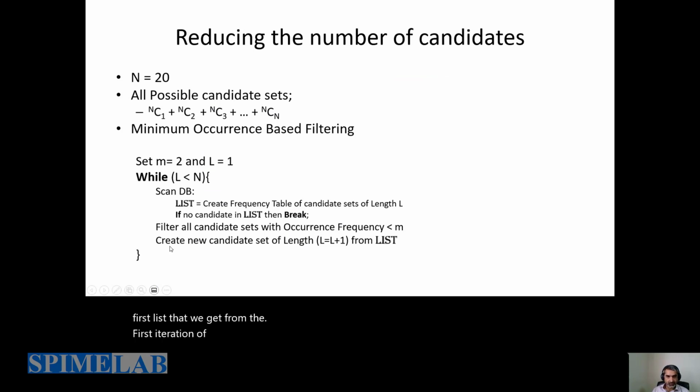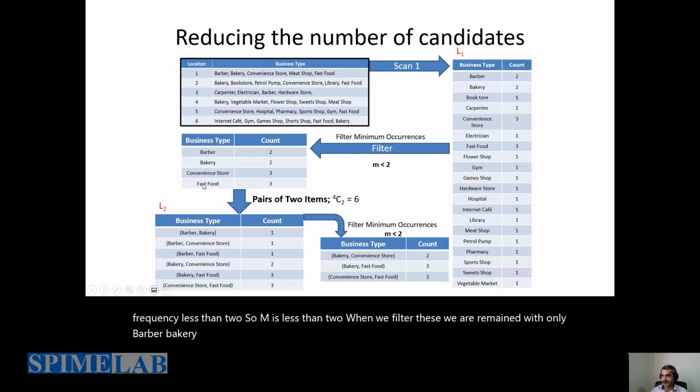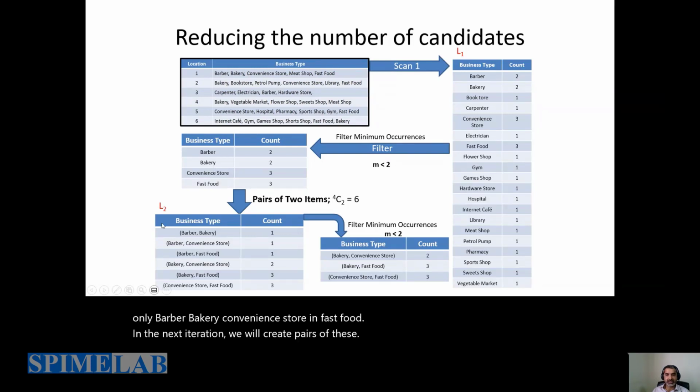Now we filter all the candidates with frequency less than 2. So M is less than 2. When we filter these, we are left with only barber, bakery, convenience store, and fast food. In the next iteration, we will create pairs of these to create L2. Now the length of the item set is 2.